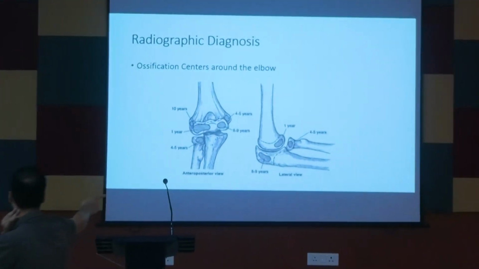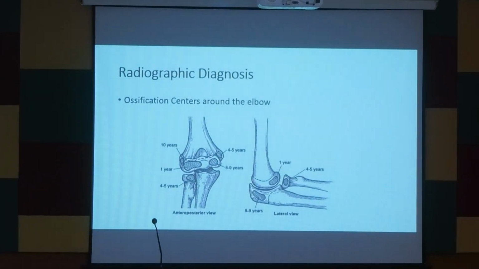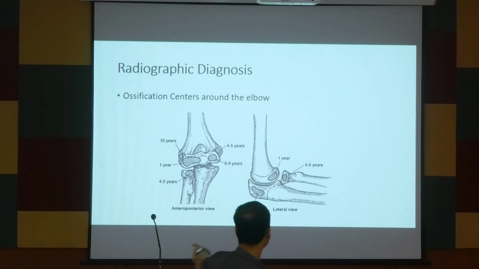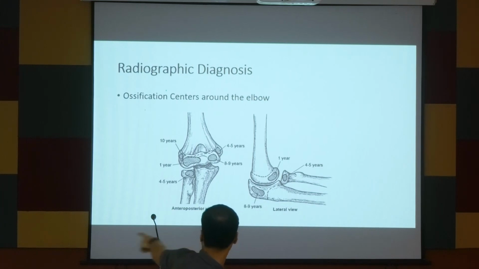Okay, this is illustrated. Capitulum is the first thing to appear, 1 to 2 years. Okay, next is what? Radial head, 4 years. Okay, then you have the medial epicondyle, 4 to 5 years. Then trochlea, 8 to 9 years. Olecranon, 8 to 9 years, I have written 10 years.